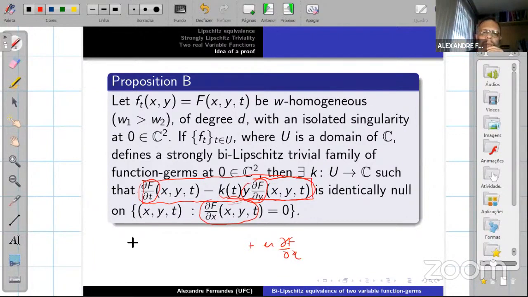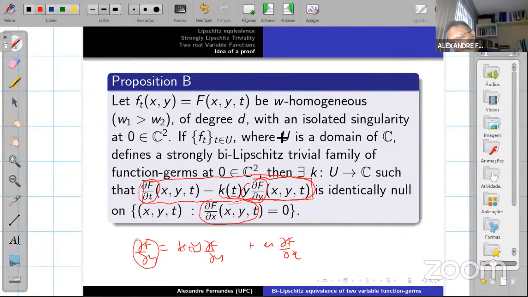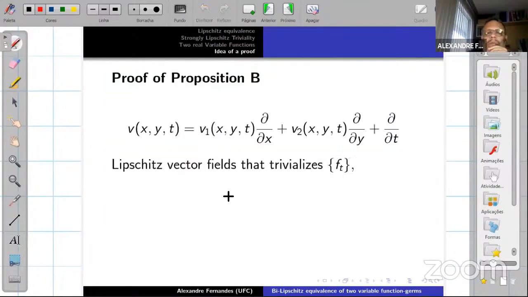Then if you prove this proposition, this is a multiple of df_y plus a multiple of df_x, then this belongs to the tangent space of the R-equivalence for the two variable sets. Okay. Then by proposition A, all the members of the family are analytically equivalent. Then it's enough to prove this proposition. And you prove this proposition this way.